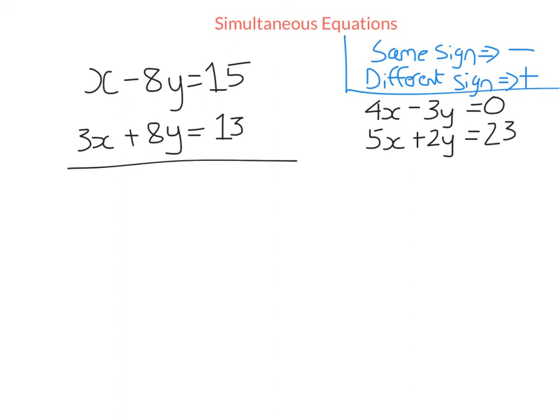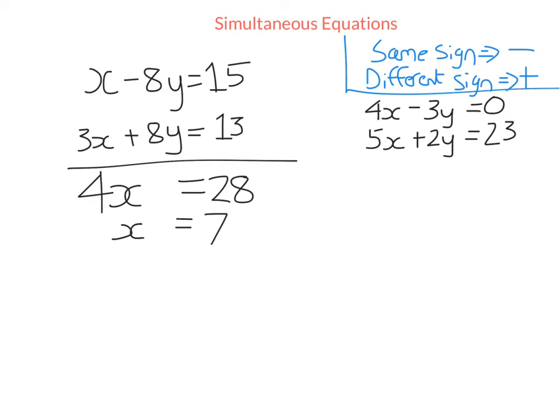So I go x plus 3x gives me 4x. Minus 8y plus 8y is 0. That's why I'm doing this. I get rid of the y's. 15 plus 13 is 28. So now I've got one equation with one variable, x. So I'm going to divide each side by 4 now, and I get x equals 7.